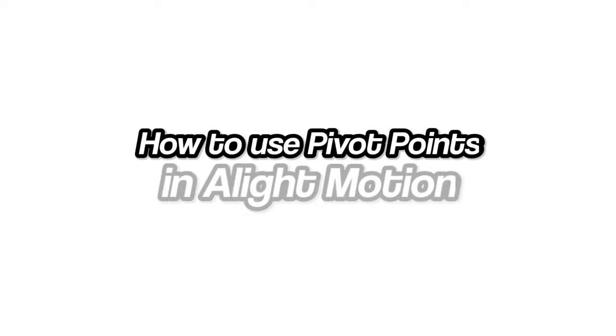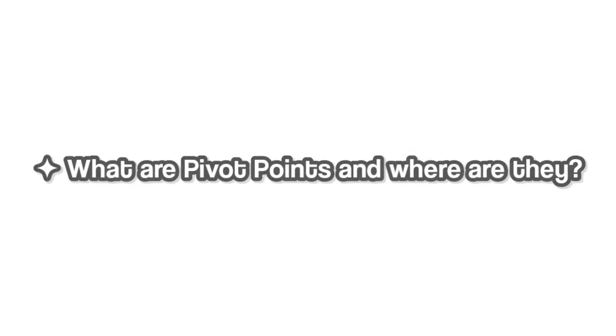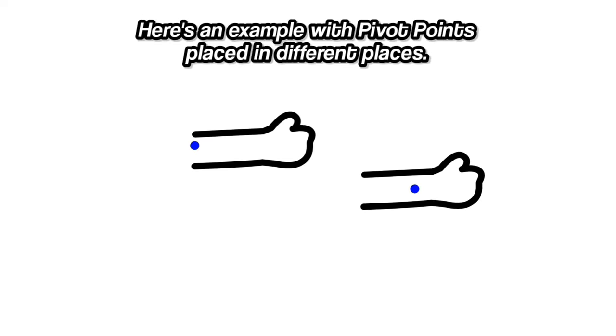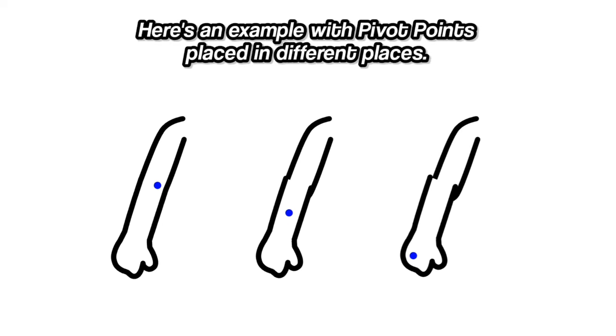How to use pivot points in Alight Motion. First, what are pivot points and where are they? The pivot points act as a joint or a fulcrum for a layer. Here's an example with pivot points placed in different places.